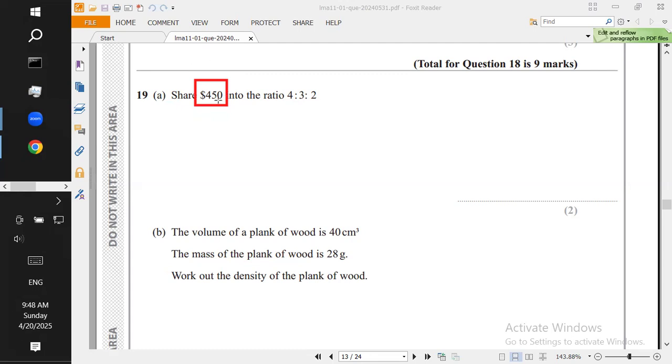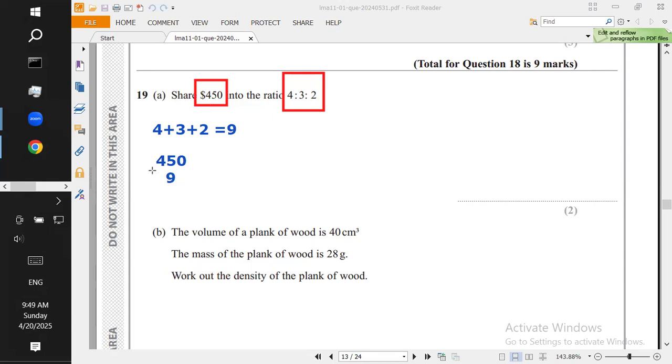Now, if you have the total number and you want to share it by these ratios, the first step you do is you have to find or add all the ratios. So we add all the ratios together, 4 plus 3 plus 2, and the answer here is 9. Very good. So after adding the ratios, which is 9, now we take the total number, which is $450. We divide it by 9.